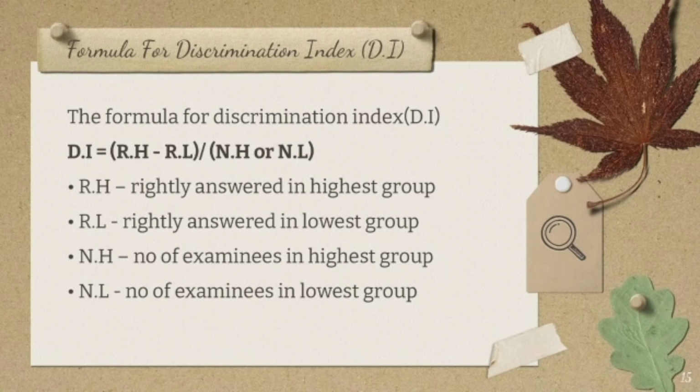Formula for discrimination index. The formula is DI equals RH minus RL divided by NH or NL. RH is the number rightly answered in the highest group. RL is the number rightly answered in the lowest group. NH is the number of examinees in the highest group. And NL is the number of examinees in the lowest group.